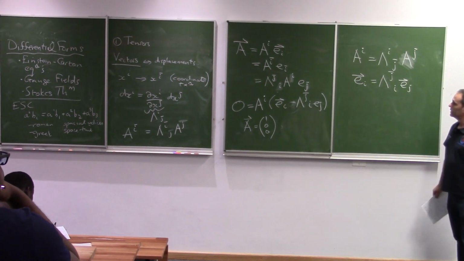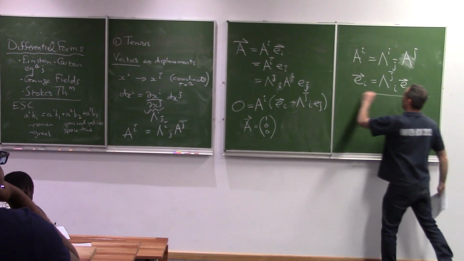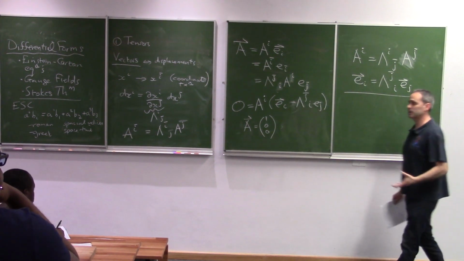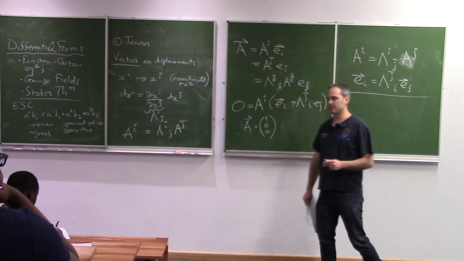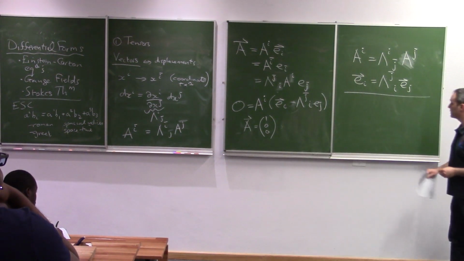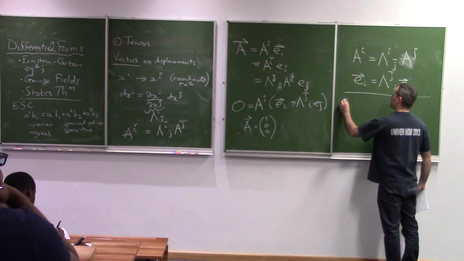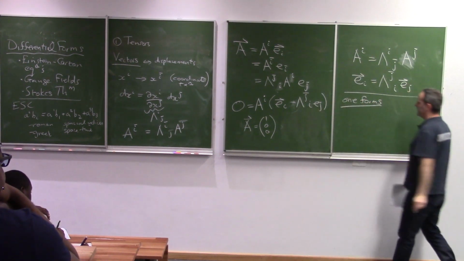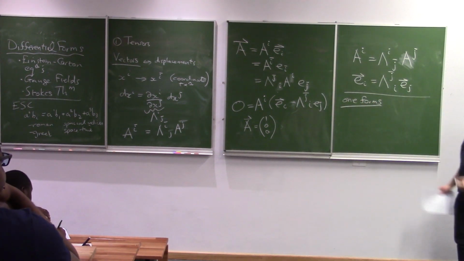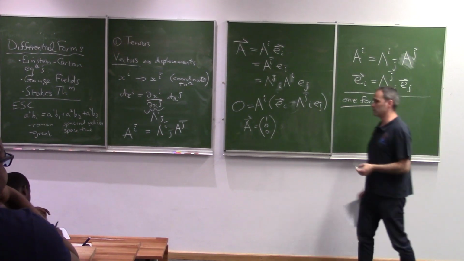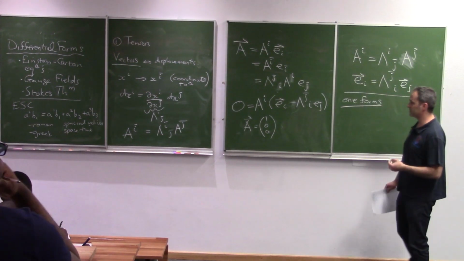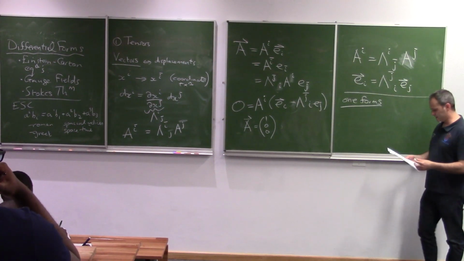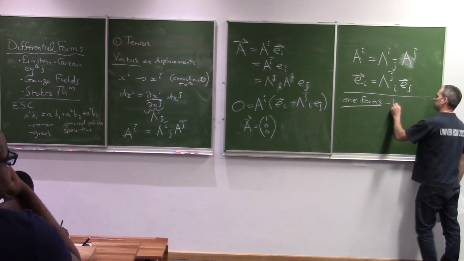Good. So that's vectors. And once we have vectors and the transformation properties of vectors, we can define any tensors we like. So the first tensor I'm going to define are tensors called one forms. From the perspective I'm going to talk about in this lecture, I'm going to think of one forms not maybe the way you thought of them before, but as linear maps.